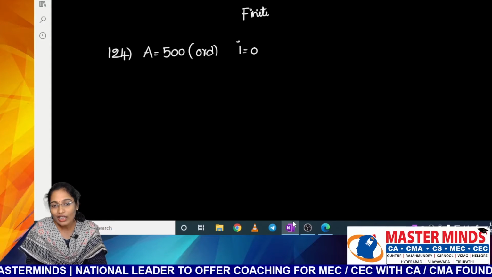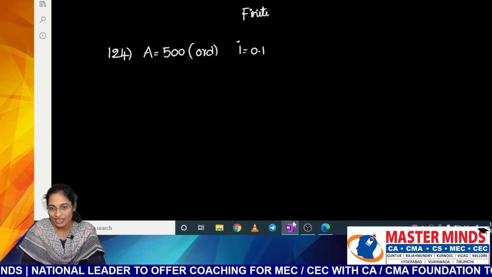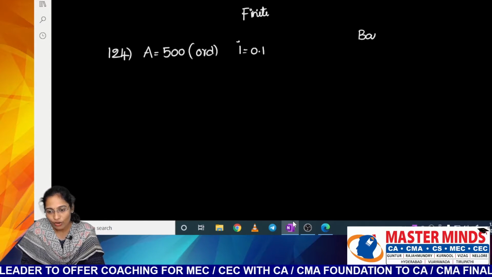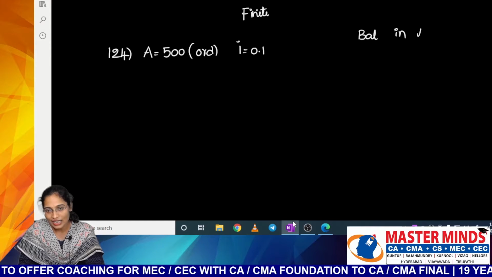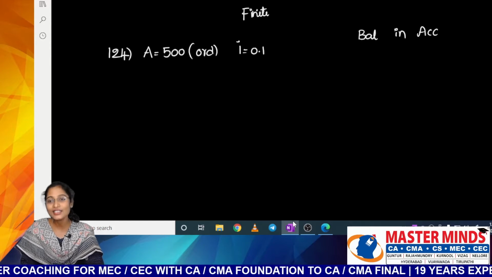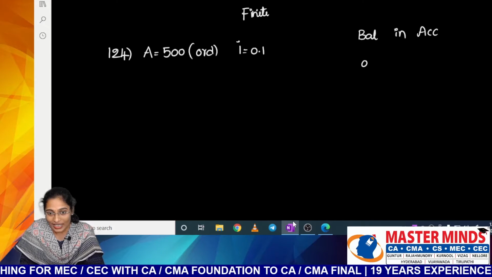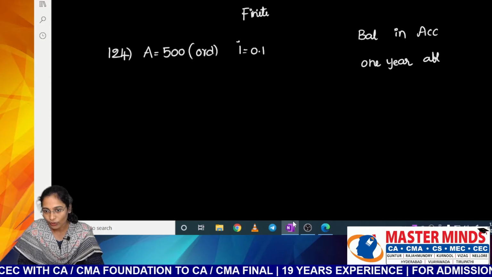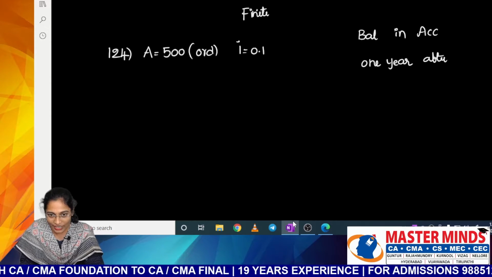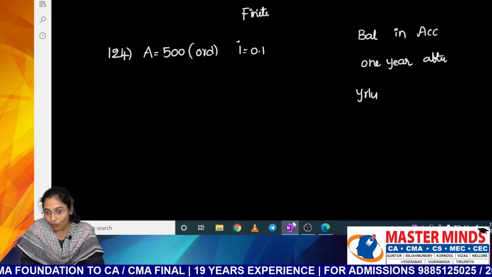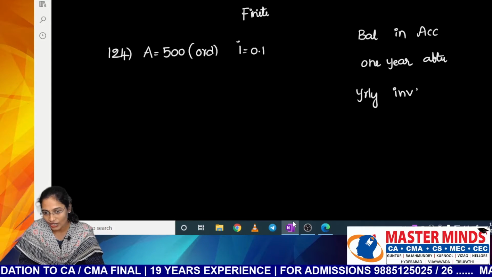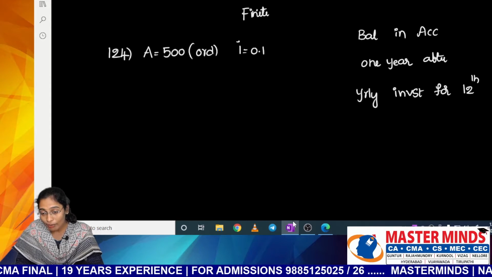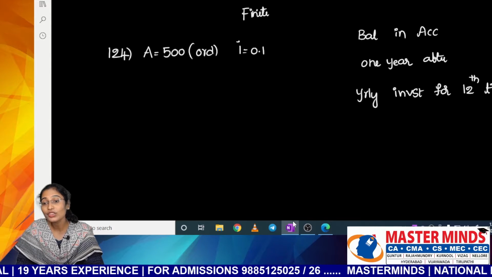Now, let me write down our last sentence of our question. What is our last sentence? The amount standing to his credit, means he is asking for balance in his account. He is asking for what? Balance in his account, right? So, what is the next line? 1 year after. Next, he has made his yearly investment for 12th time. He has made his yearly investment for which time? 12th time. So, I'm going to divide my entire question into 3 partitions.